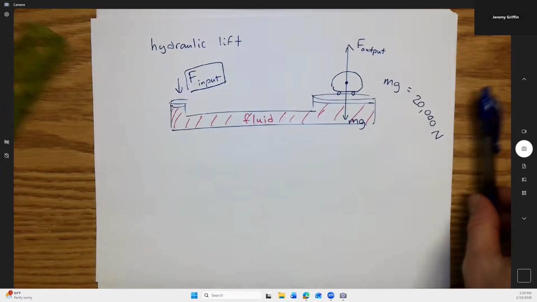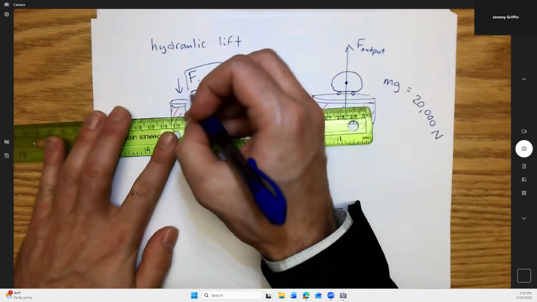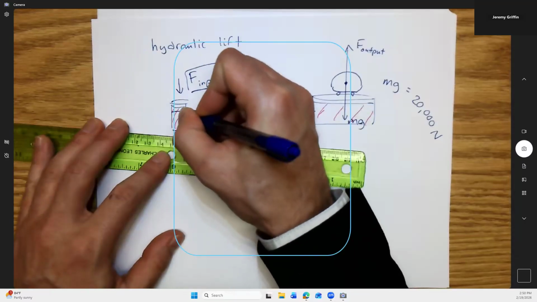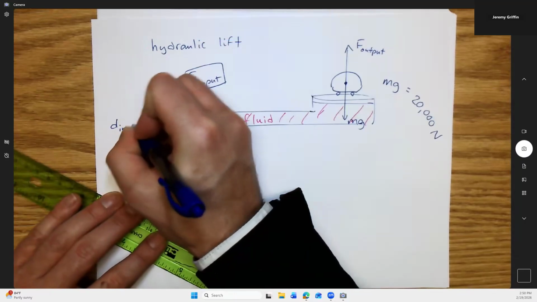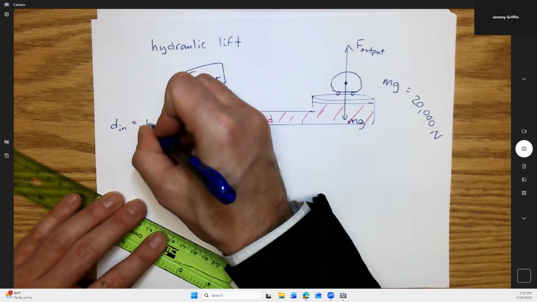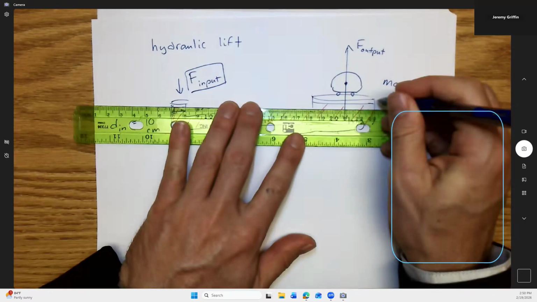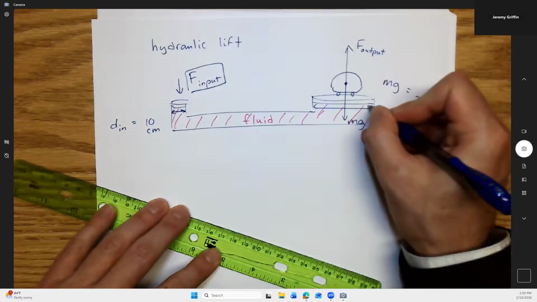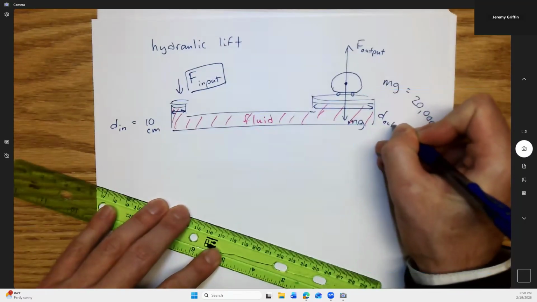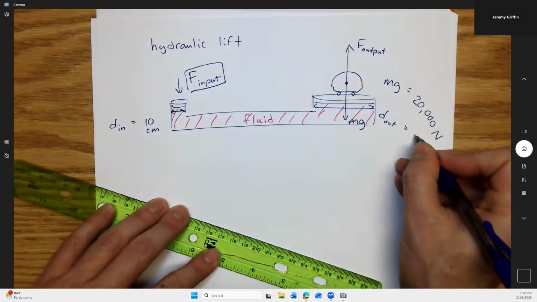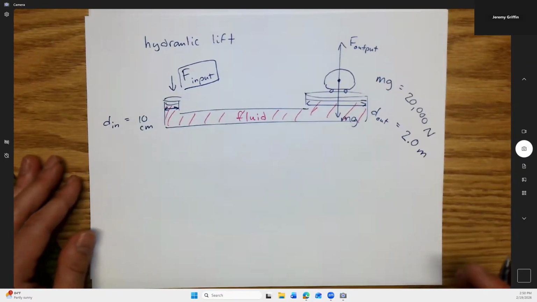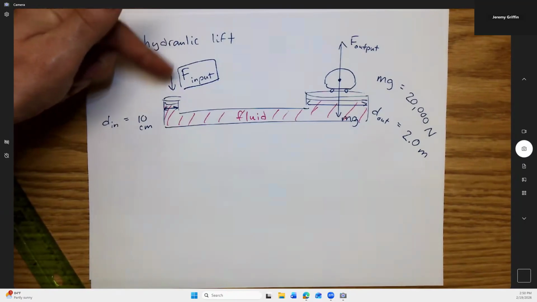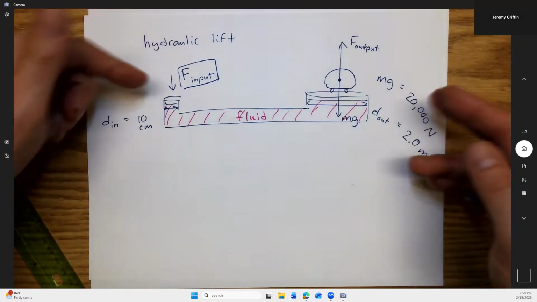Now, you also have to have the diameters of these, or the cross-sectional areas. I'll give you guys diameters. So let's say the input diameter is about 10 centimeters. And let's say the output diameter, D out, let's have that be 2.0 meters. How about that? All right, so there's the setup. My question is, what input force do I have to provide to lift the car?